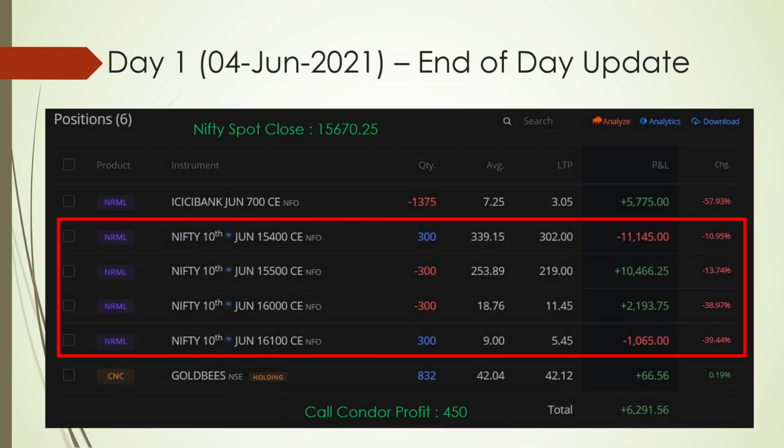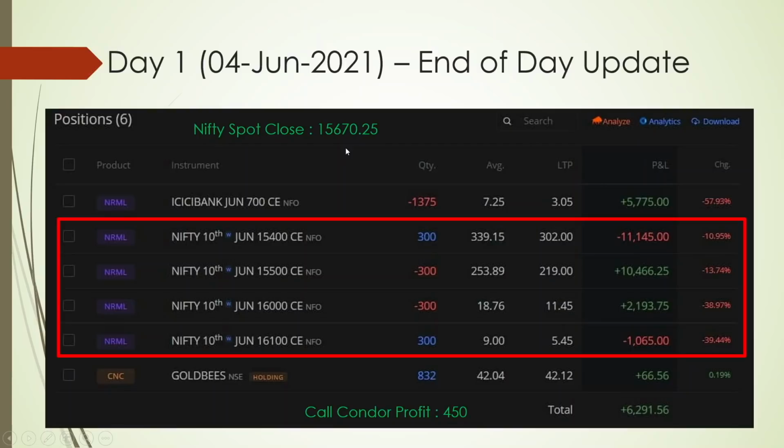The Nifty spot closed at 15,670.25. This is the close of day one, which is Friday, 4th of June 2021. We took the position at 15,717, so the market has moved down 50 points from the level of our entry. But still, the Call Condor has shown about 450 rupees profit, which is good.